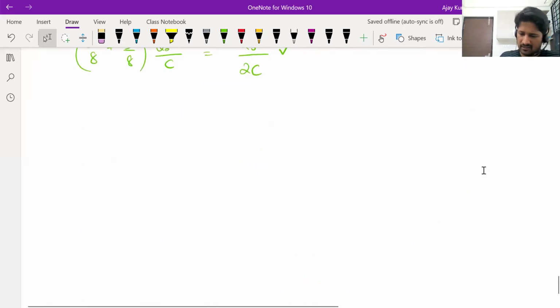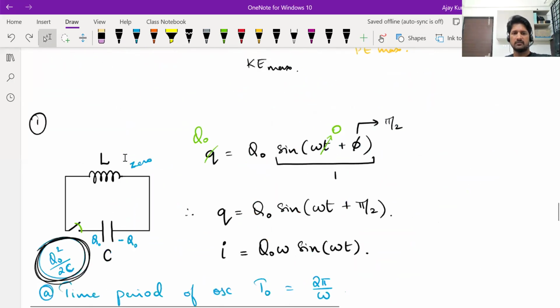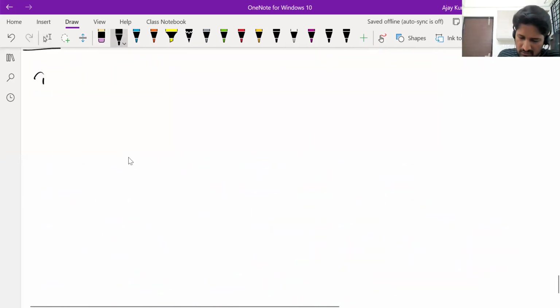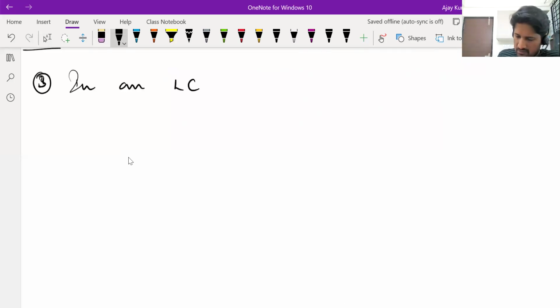Now, usually in LC oscillation, they tend to ask direct questions. What kind of direct questions? Consider an LC oscillator. Okay, they won't even draw the diagram. They'll just say something like this. In an LC oscillator, let's say initial charge is Q naught.